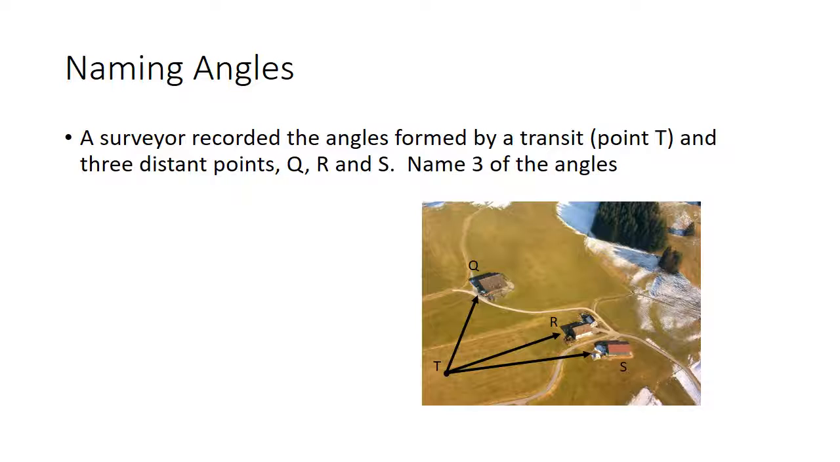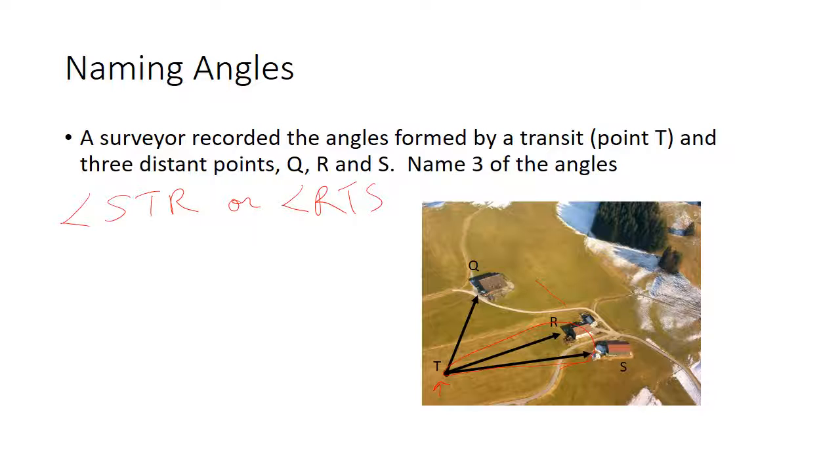So let's practice that. Let's say a surveyor went out and recorded the angles formed by a transit, point T right here, and 3 distant points, this building and that building. We're going to just call those points Q, R, and S. So let's name 3 of the angles. The first angle I see is this one right here. We cannot name it angle T because point T is the vertex of all of them. So what we can name it is angle STR, or RTS. Once again, T has to be the center.